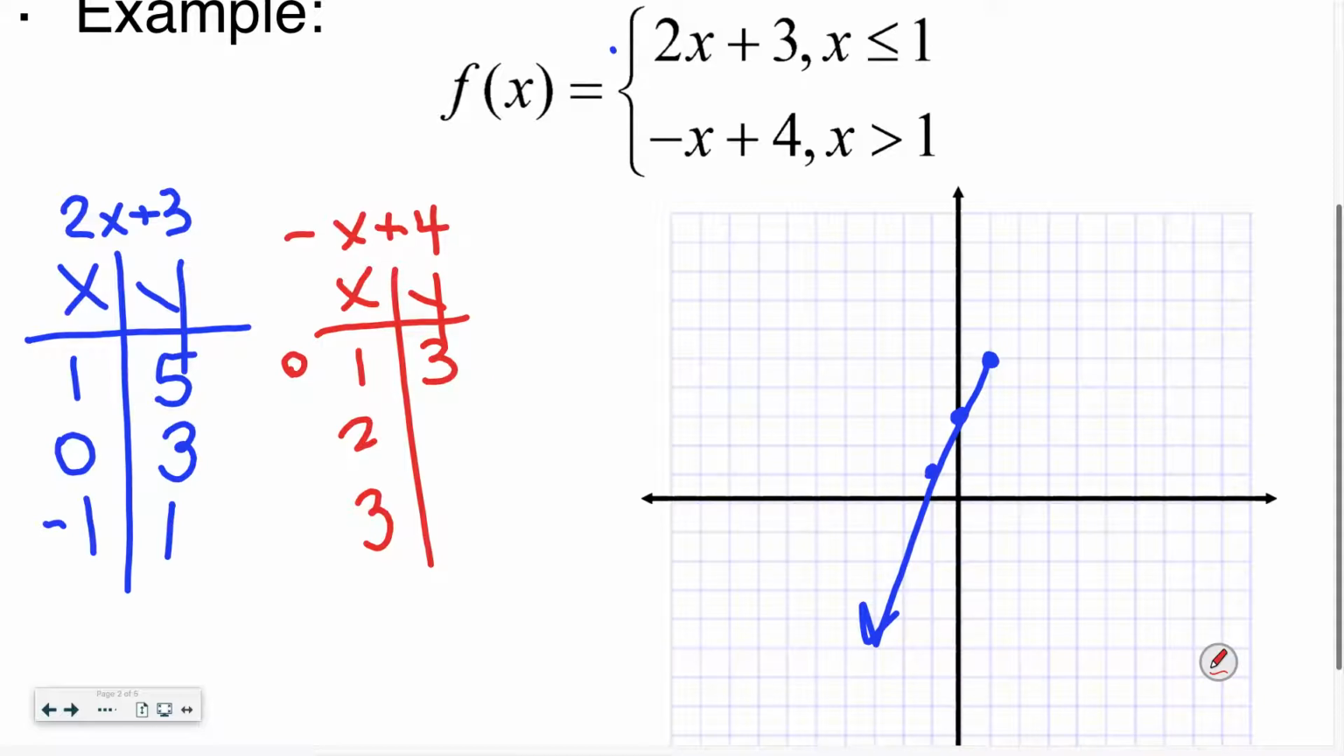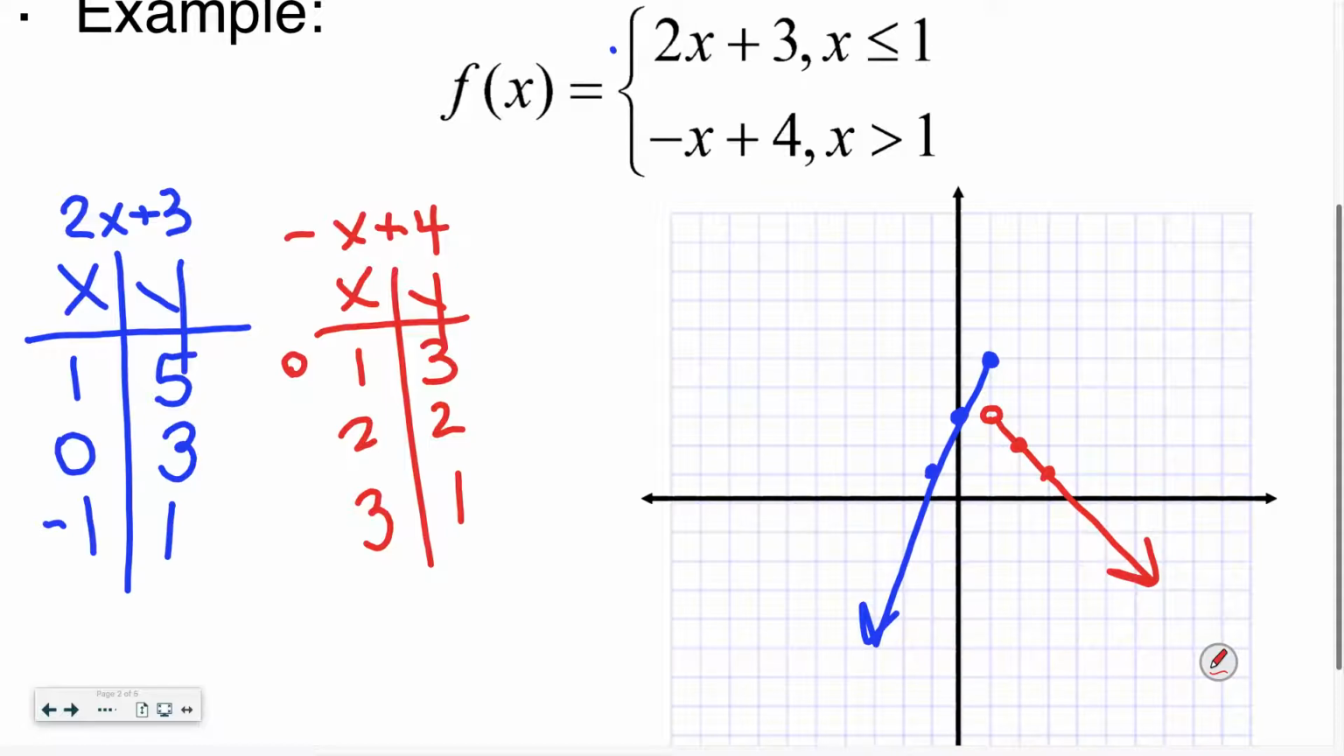So we have an open circle at 1, 3. Then we have a coordinate at 2, 2, 3, 1. And I think that's enough for us to figure out what our line is going to look like. Okay. The only open circle is occurring at x is 1 because we don't include it in that piece, but then everything else is solid.